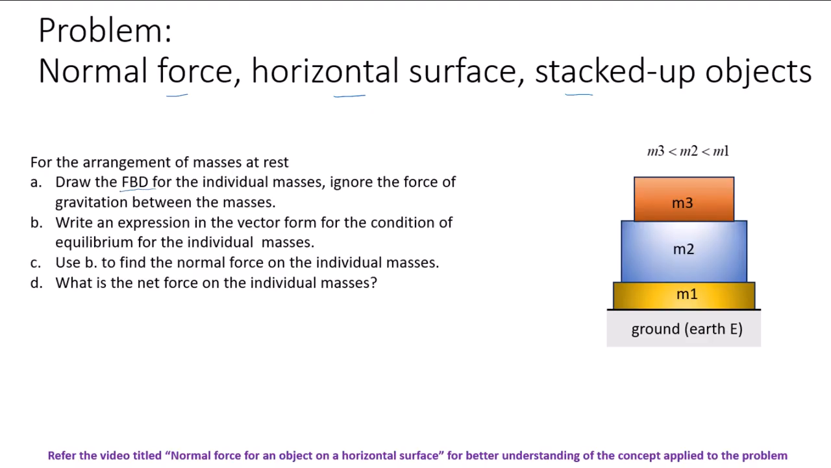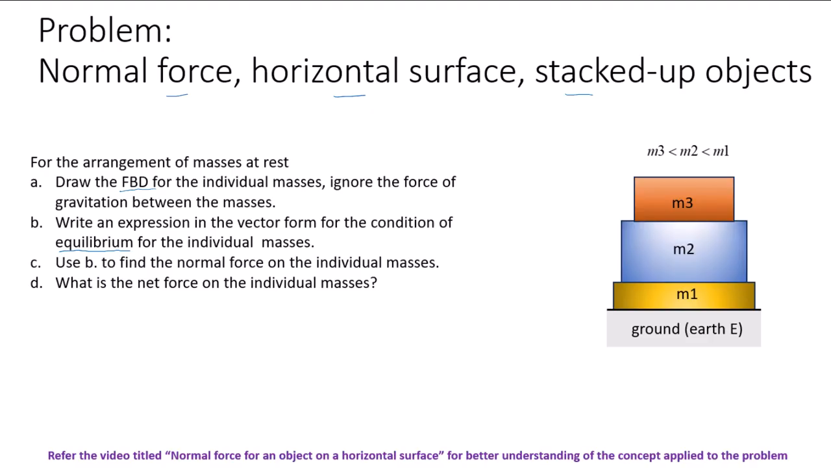So we have three masses. We have to draw FBD for all of them. And with the condition given, always it will be that we ignore the force of gravitation between the masses because it is negligible. And then we have to write an expression in the vector form for the condition of equilibrium.